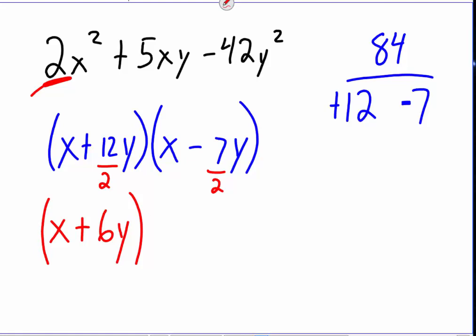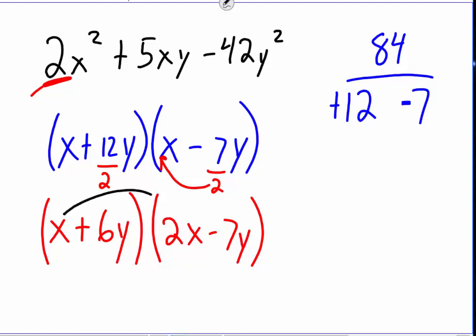This one here, I can't reduce it, so the 2 just comes up into the front. So we've got 2x minus 7y. And we're done. This is it. Now again, if we wanted to check our answer, we could multiply these, which, just to remind you, means that we multiply this times each of these, and this times each of these, and then combine like terms. And we would find that we would go right back to the original problem. So this is a factor.